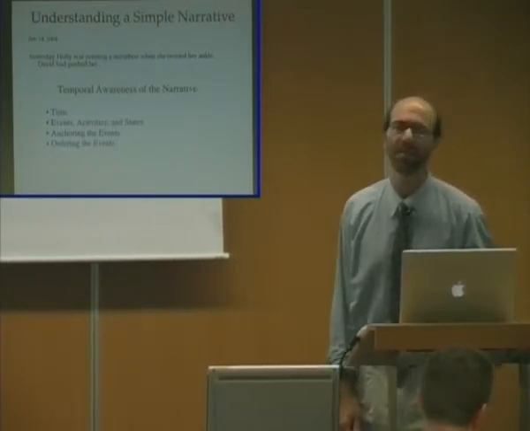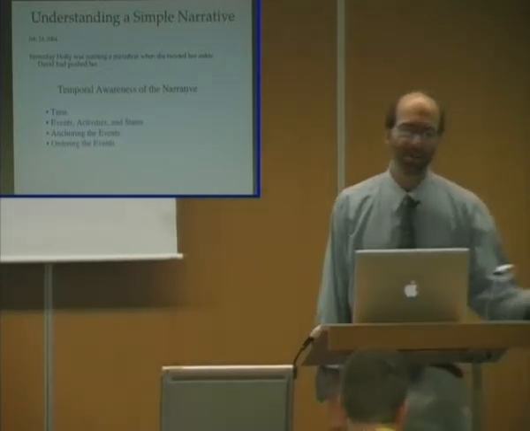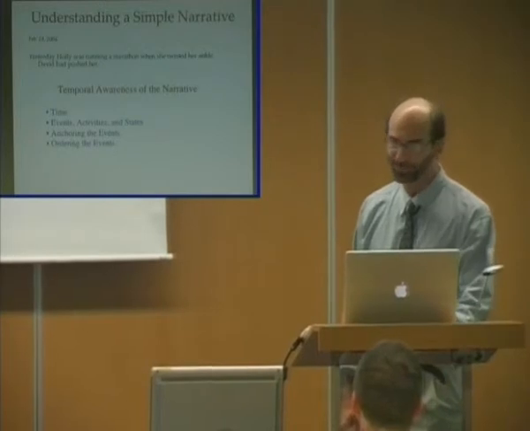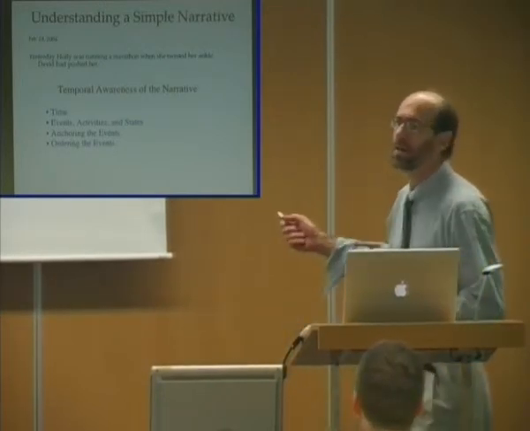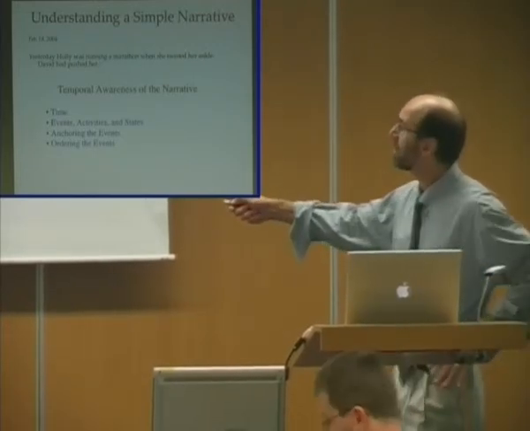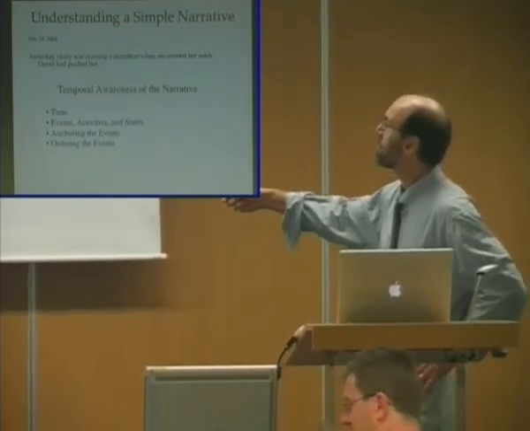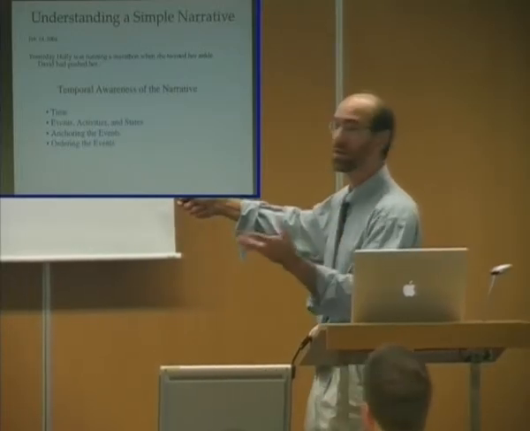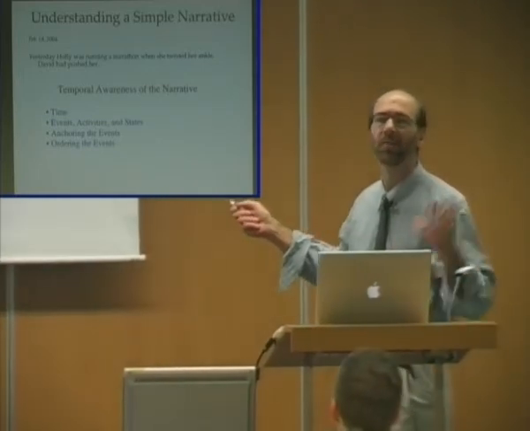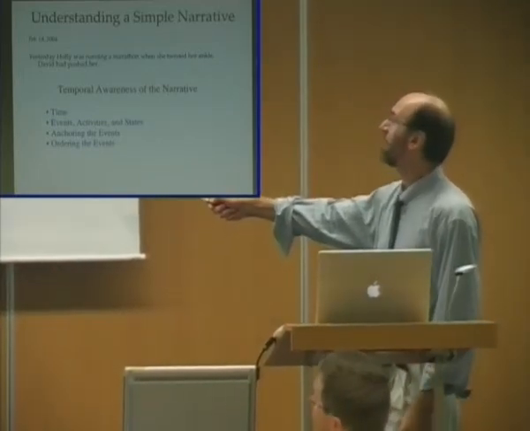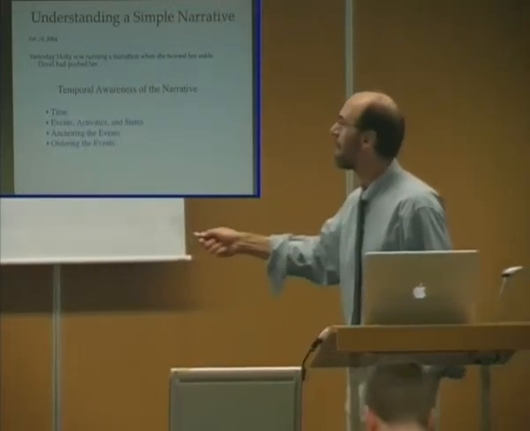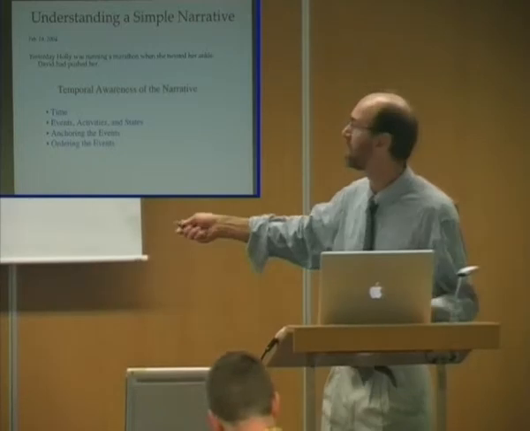So just to understand a simple narrative, such as, "Yesterday Holly was running a marathon when she twisted her ankle; David had pushed her." What we need to process the temporal aspects of this text are essentially things including time, the notion of an event, such as maybe a transition or accomplished achievements. So you have these lexical aspectual classes, such as Vendler: I have activities or processes, and I have states that persist that may be of interest to me. Then I want to anchor them if I have temporal expressions, and then I want to order them.